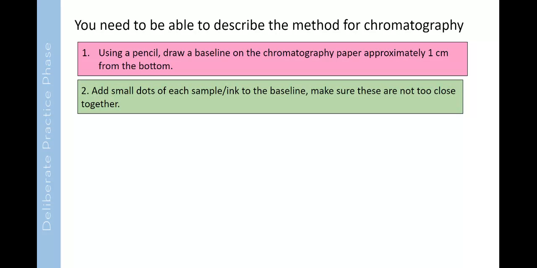Number 2, add small dots of each sample or ink that you are testing onto the baseline. Make sure the dots are not too close together. Now, if you've got more than one felt tip, you can use more than one. You can test 2 different ones. If you've only got the one felt tip, that's fine. So all you need to do is, on that pencil line on the baseline, add 1 small dot of the ink.